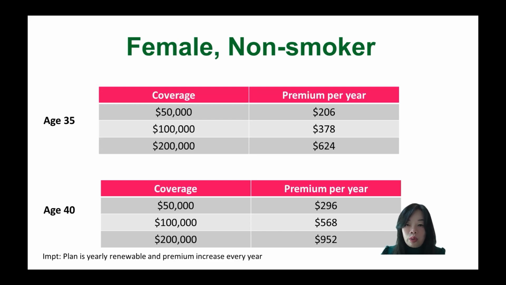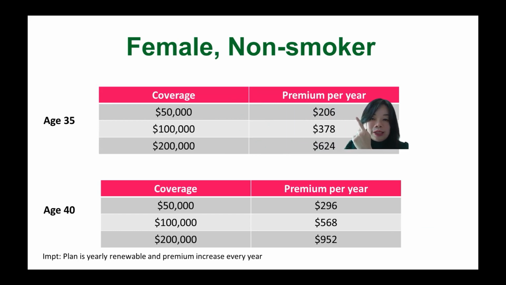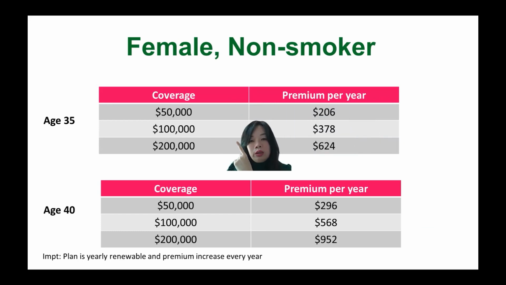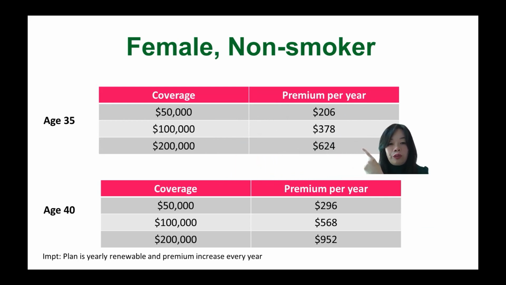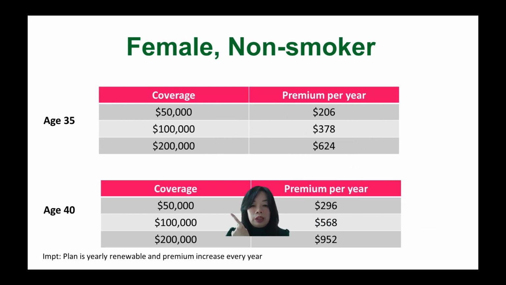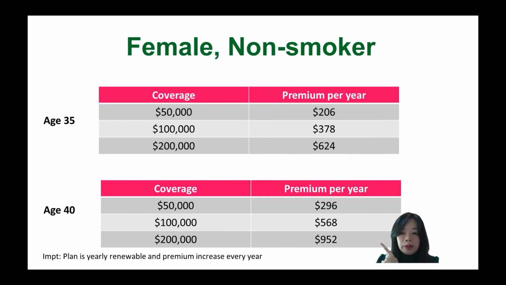For a female non-smoker at age 35, for a 50,000 coverage, the premium will be 206. For 100,000, 378. And for 200,000, it will be 624. For age 40, with this coverage, the premium will be as such. Same thing, the plan is yearly guaranteed renewable and the premium increases every year.